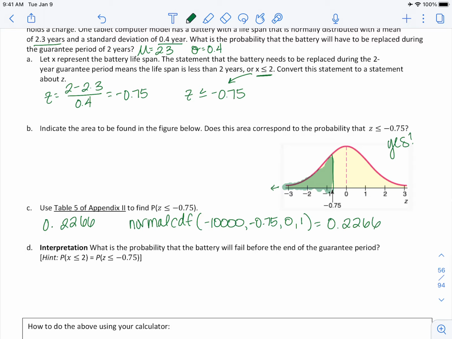So what is the probability that the battery will fail before the end of the guarantee period? Hint, we're looking at our probabilities here, right? And so it says we're using this number. We have 0.2266. So this is about 23%.